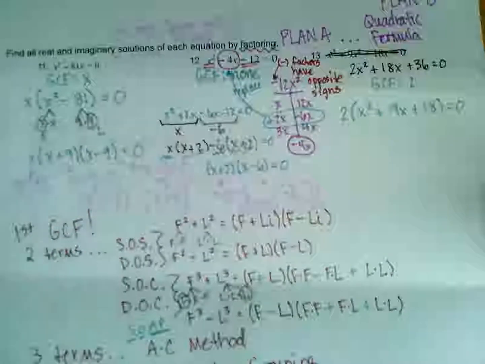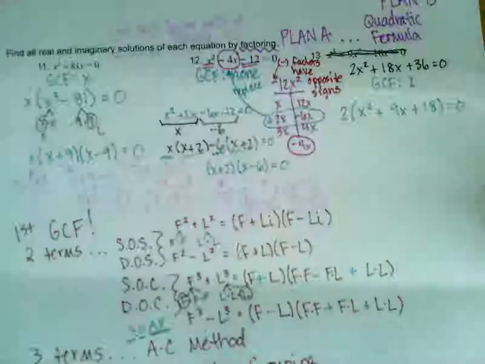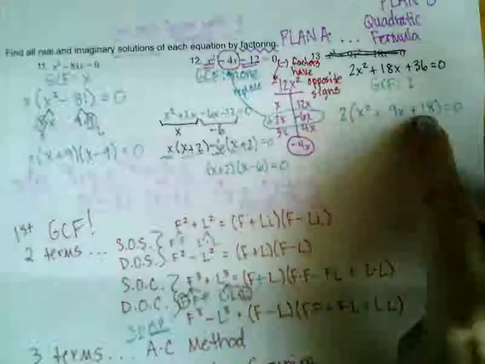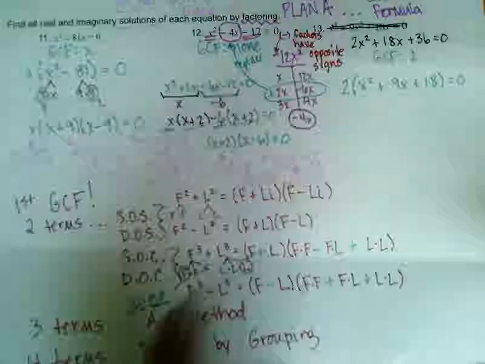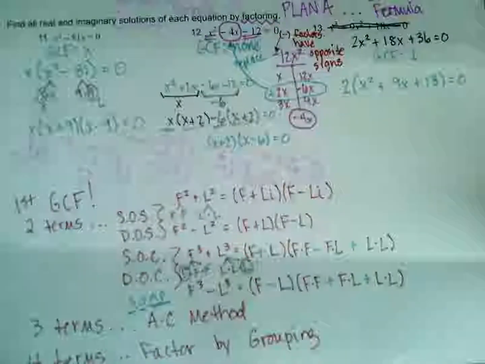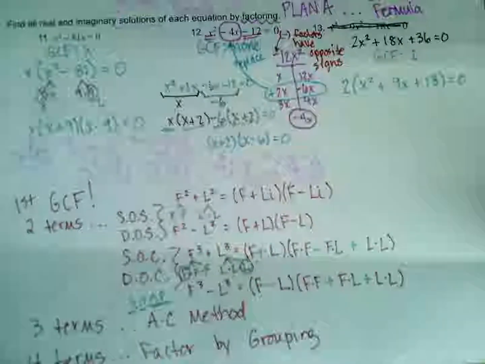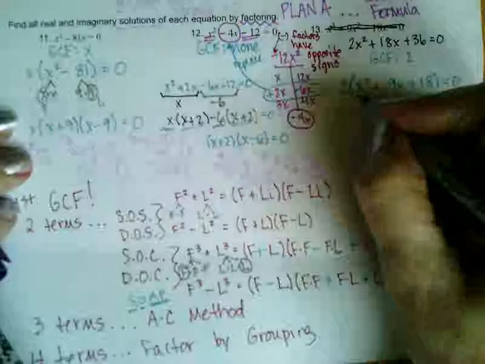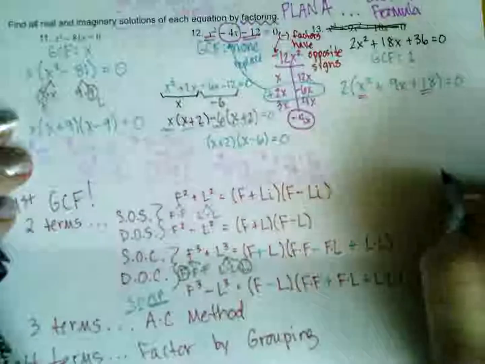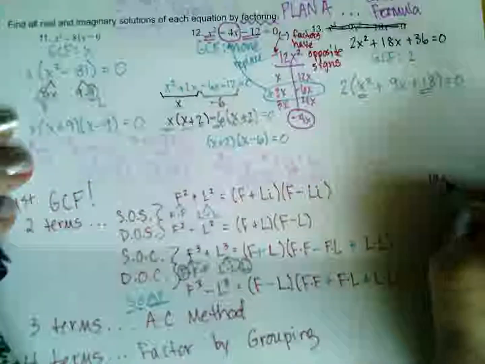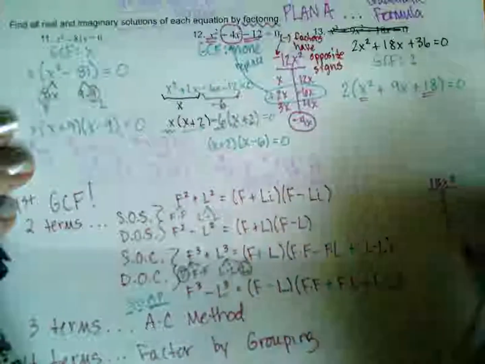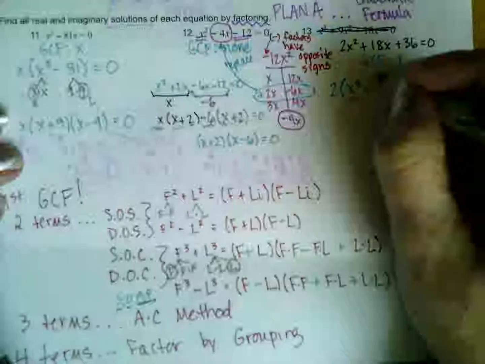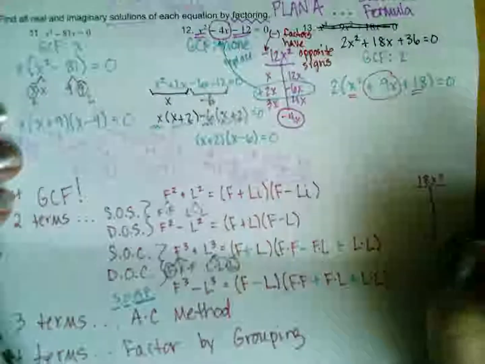Okay. Then I look to see, how many terms do I have? Well, there's 1, 2, 3. And so I'm going to be doing the AC method again. Coolio. I know how to do that. So I am going to take my first thing times my third. X squared times 18. That will be 18x squared. And I'm trying to add up to get 9x.